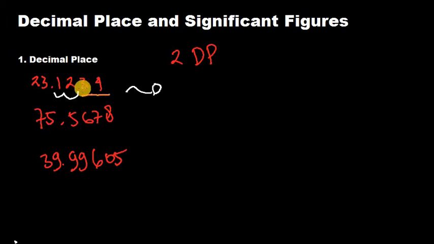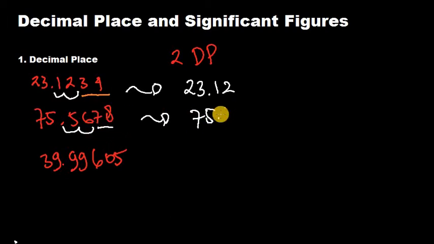As we know, if it is less than 5, we will round it down. So we will end up with 23.12, to 2 decimal places. Next, 75.5678. Two decimal places, 5 and 6, and then we need to focus on 7 and 8. As we know, 7 is more than 5. If it is more than or equal to 5, we have to round up.